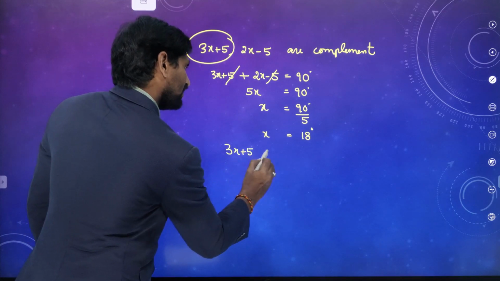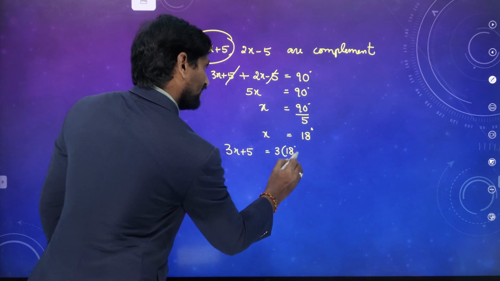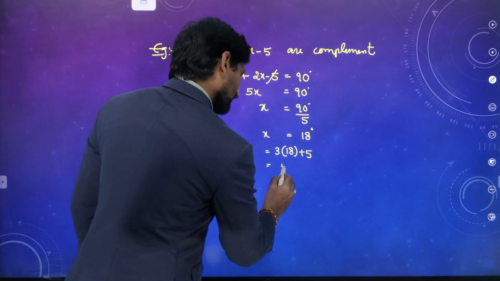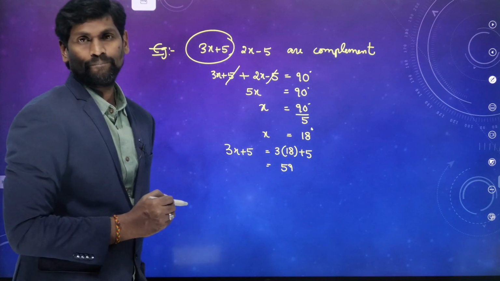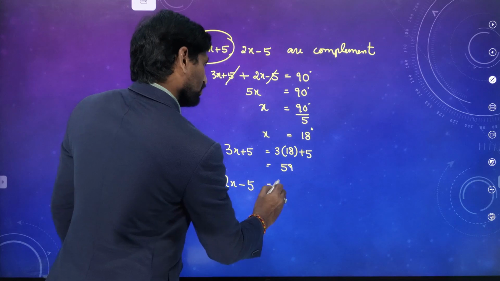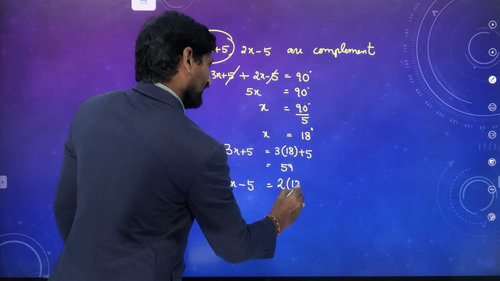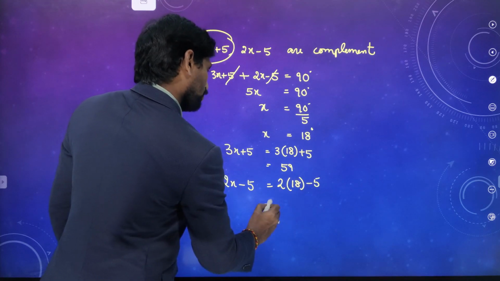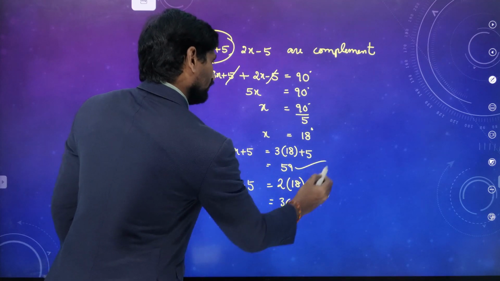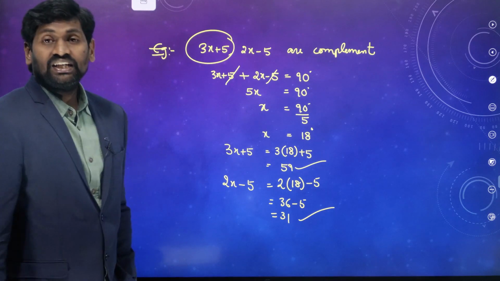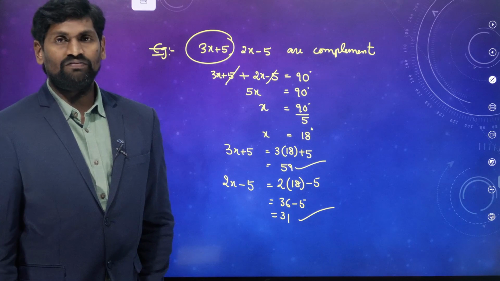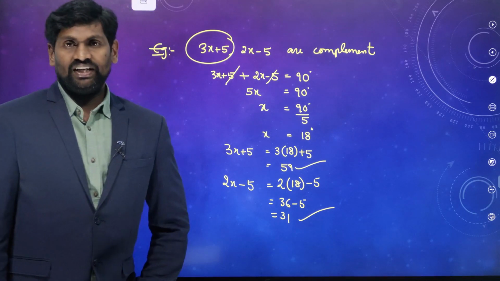If x is 18 degrees, what are the angles we need to find? 3x plus 5 equals 3 into 18 plus 5. 3 18s are 54. 54 plus 5, 59. Now let us consider 2x minus 5. So 2 into 18 minus 5. 2 18s are 36. 36 minus 5 is 31. So 59 plus 31, 90 degrees. Both of them are complementary. The sum of the two angles is 90 degrees.